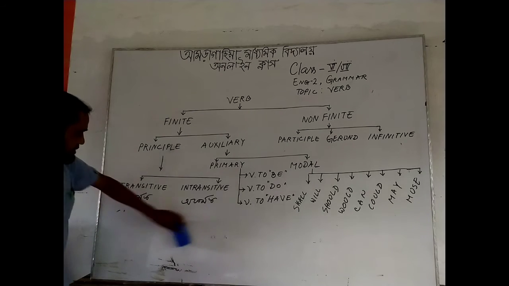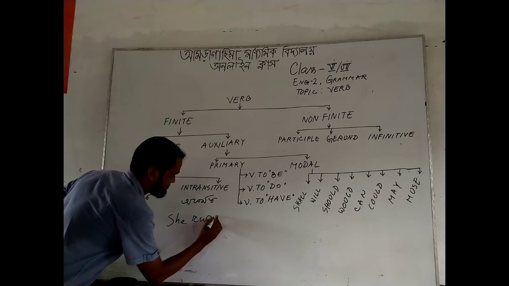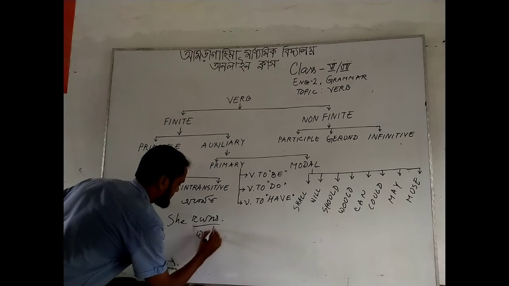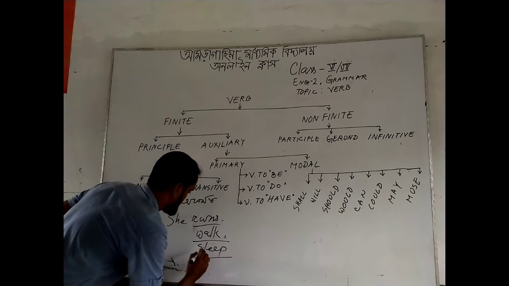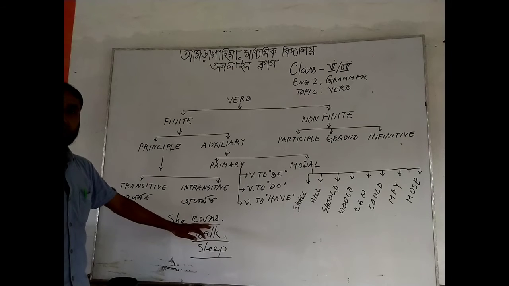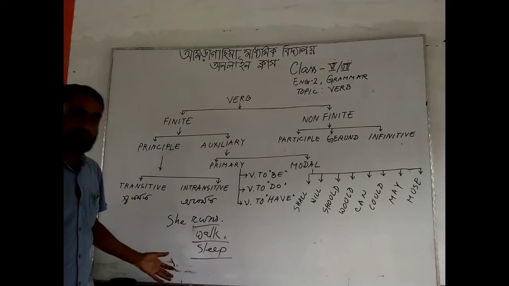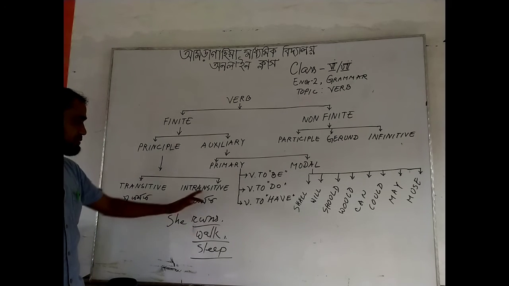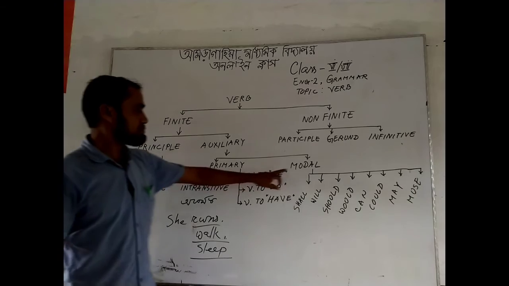And now intransitive verb, akarma kriya. I told it some time ago. She runs. In this way, runs, walk, sleep, etc. সে দৌড়ায়, কি দৌড়ায়, কাকে দৌড়ায়, no answer. Walk, সে হাঁটে, কি হাঁটে, কাকে হাঁটে. Sleep, সে ঘুমায়, কি ঘুমায়, কাকে ঘুমায়, no answer. Okay, runs, walk, sleep are some examples of intransitive verb.